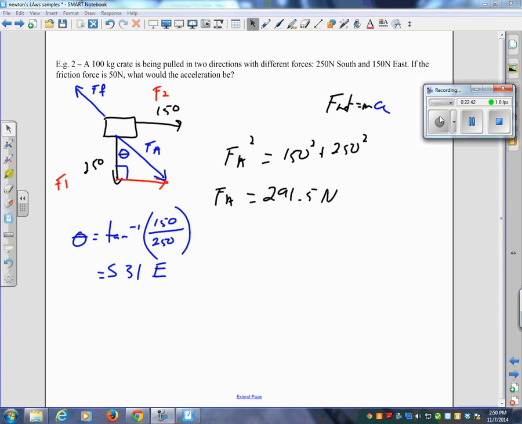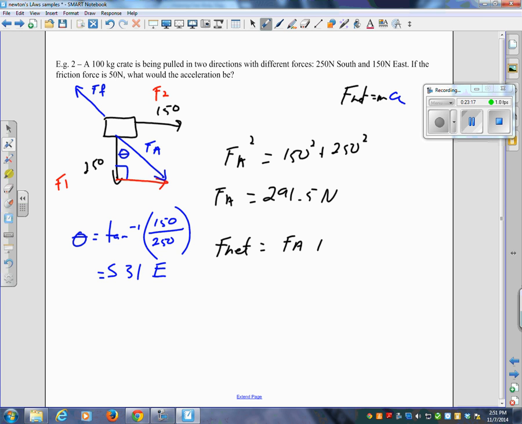Okay, but am I even close to done? Not even close. I'm trying to find the acceleration. I'm trying to find F net equals MA. Is 291.5 the F net? No. Is it F net? No. How come? We haven't dealt with the friction yet. F net is applied force plus friction.